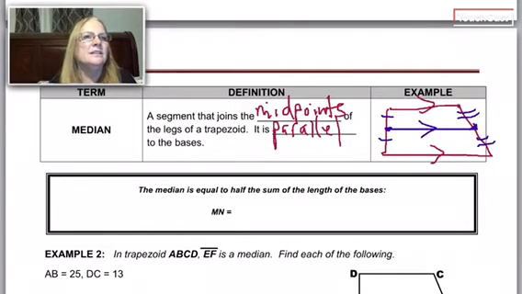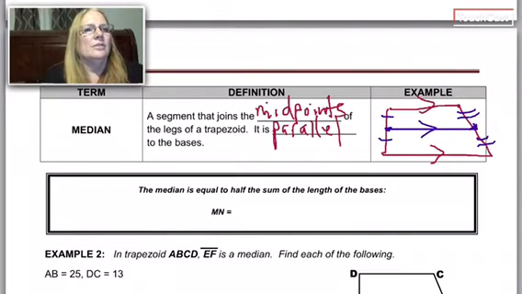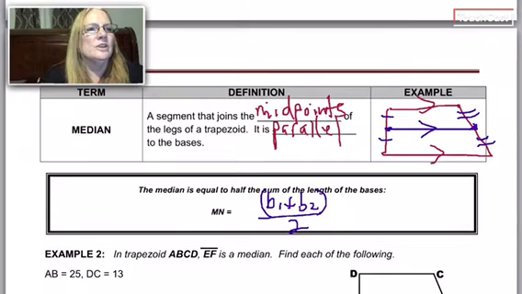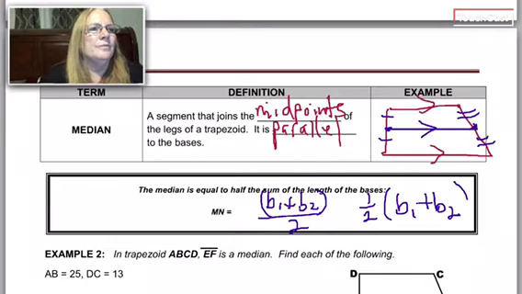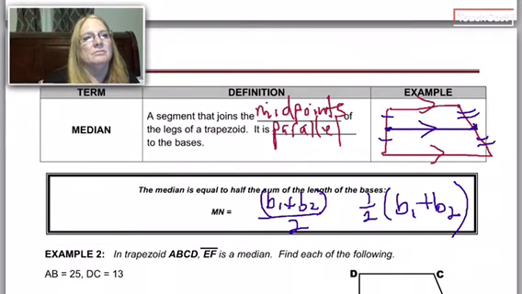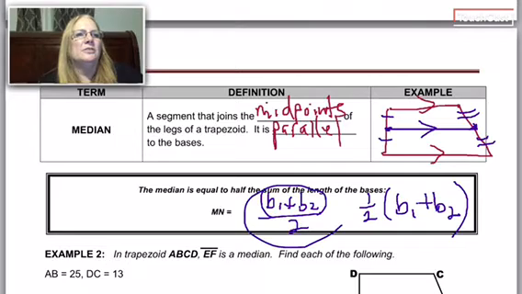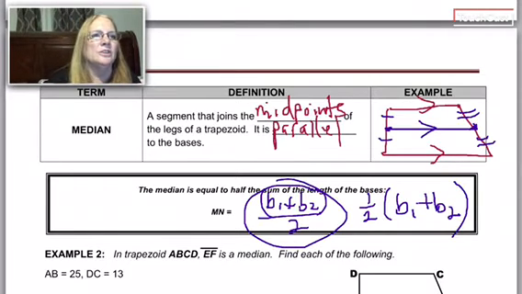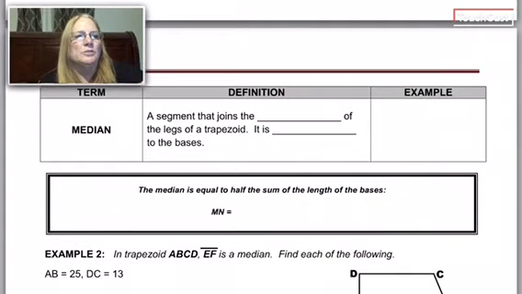And the median is equal to half the sum of the lengths of the bases. So I like to write it base 1 plus base 2 divided by 2. Sometimes you'll see it written 1/2 times base 1 plus base 2. They mean the same thing. That's the one that I usually use, but you can see it written either way. Okay, let's look at example 2 now.